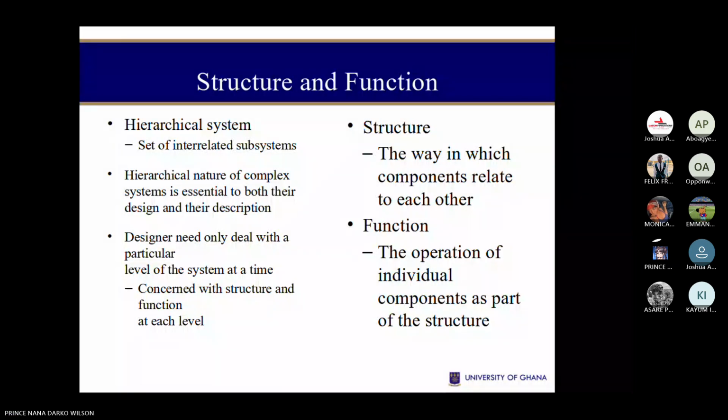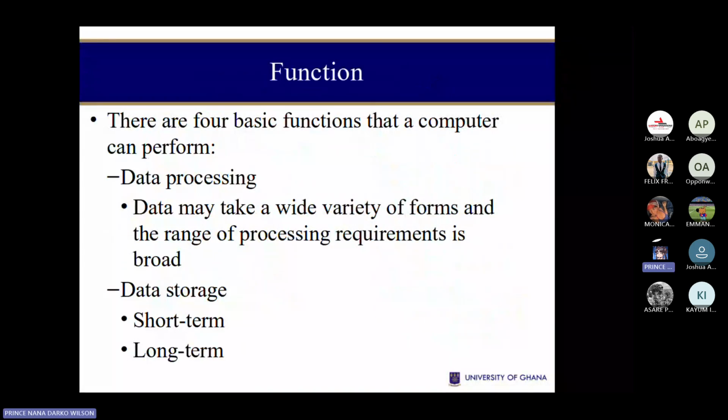All right. There are 4 basic functions that a computer can perform. The first one is data processing. Data may take a wide variety of forms and the range of processing requirements is broad. What are some of the forms that computer data may take? If you know any, please raise your hands and share, okay? If you know any form of data that computers normally take as inputs or bring out as information.